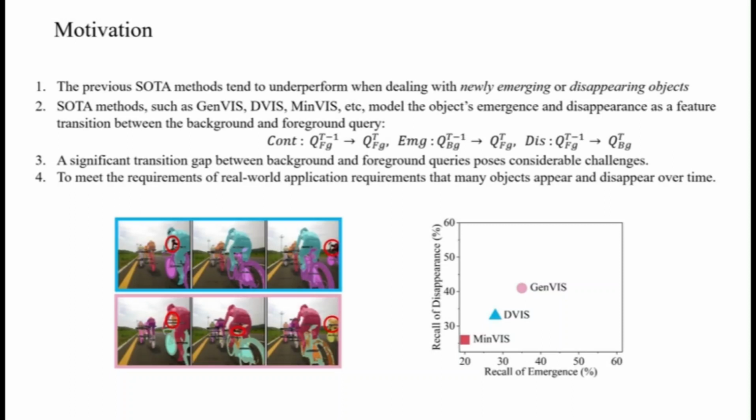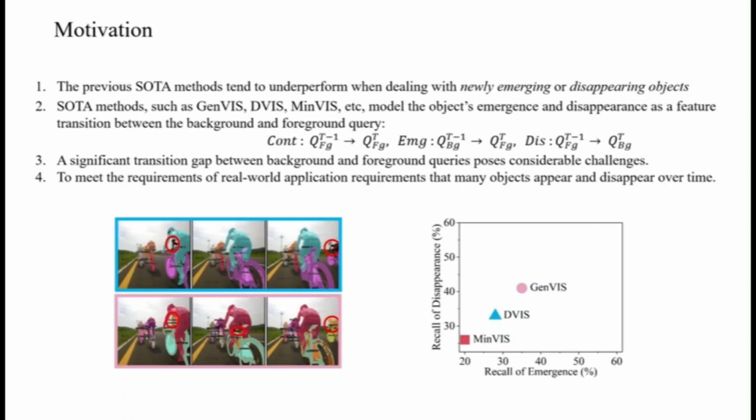Currently, SOTA methods, such as GenVIS, DVIS, MinVIS, etc., model the object's emergence and disappearance as a feature transition between the background and foreground query. Specifically, they model continuous tracking as a feature transition from foreground queries in the last frame to new foreground queries in the current frame, model object emergence as a feature transition from background queries to foreground queries, and model disappearance as a feature transition from foreground queries to background queries.